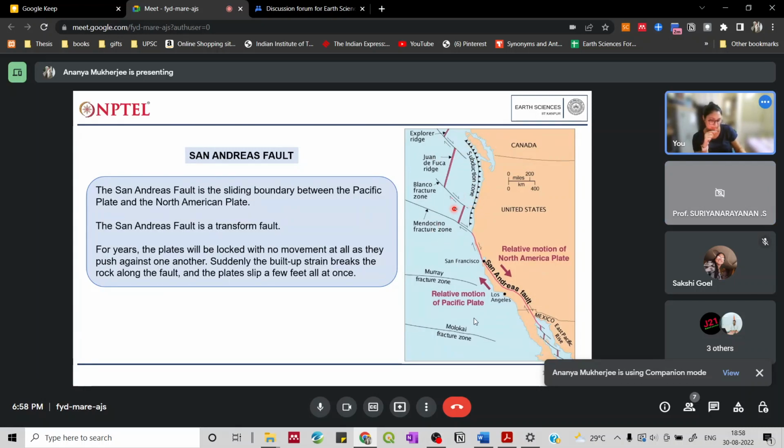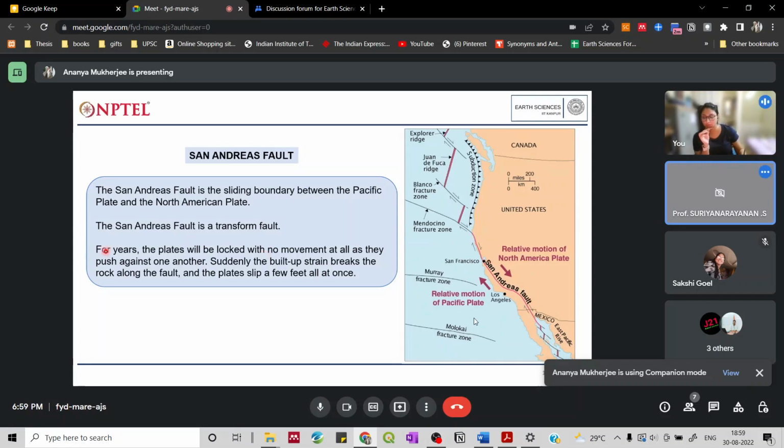These are also different plates that we see. These are fracture zones, these are ridges. This is where your divergent plate boundaries are, because it's causing a ridge over here. So you have different kinds of plate boundaries over here, but the San Andreas Fault essentially is a transform fault, and it is still active.